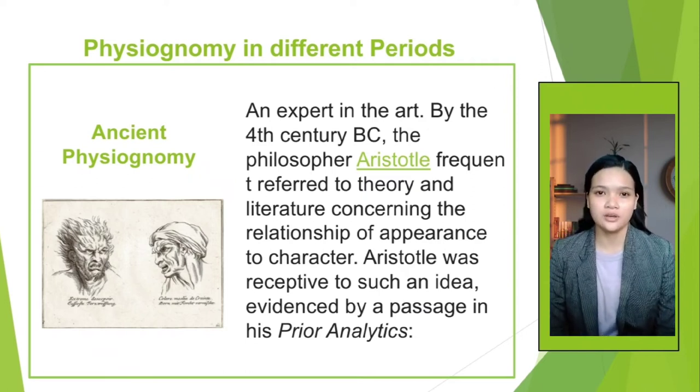Ancient physiognomy. An expert in art by the 4th century BC, the philosopher Aristotle frequently referred to theory and literature concerning the relationship of appearance to character. Aristotle was receptive to such an idea, evidenced by a passage in his Prior Analytics. So, dito sa period na ito, unang lumitaw ang idea na may kaugnayan sa pagitan ng mukha or physical na kaanyuan ng isang tao sa kanyang panloob na katangian.